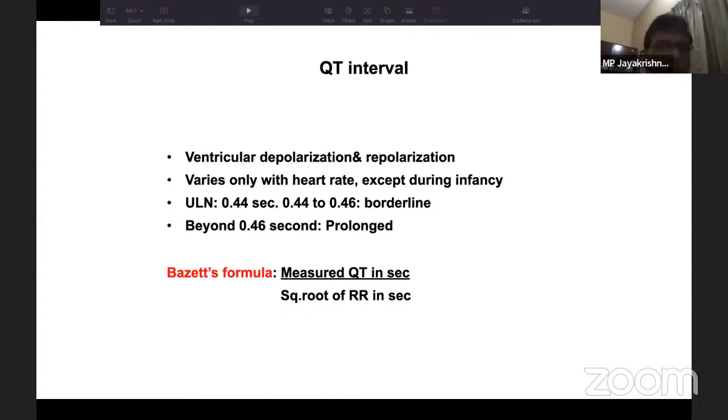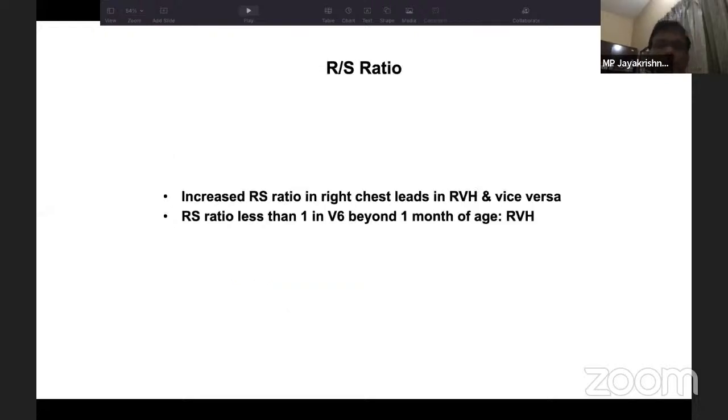There are other formulas also, but I think for your purpose, you need to remember at least this Bazett's formula. There are normal values. We will come to the implications of this again once we start discussing the case scenarios.